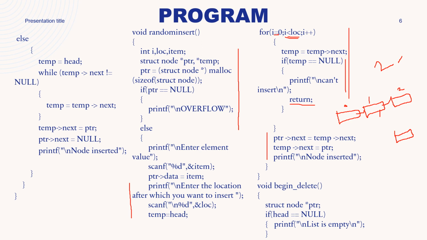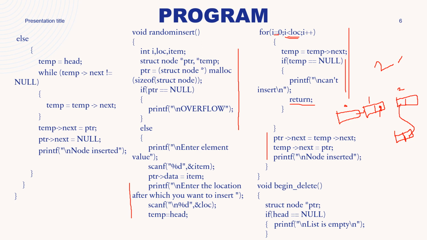Okay, after that, what does this state? Pointer of next equal to temp of next means that at this next field of the pointer, the next of the temp is stored, whatever the next pointer stored in this particular temp node will be stored here. Automatically, the next pointer of the pointer variable will be pointing to this second node.